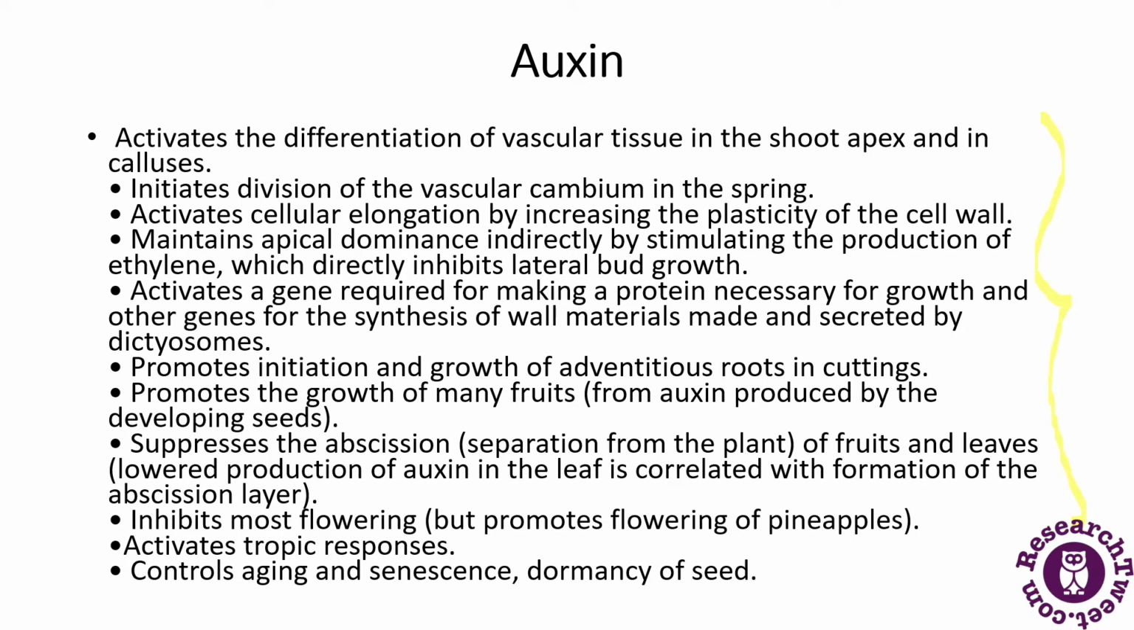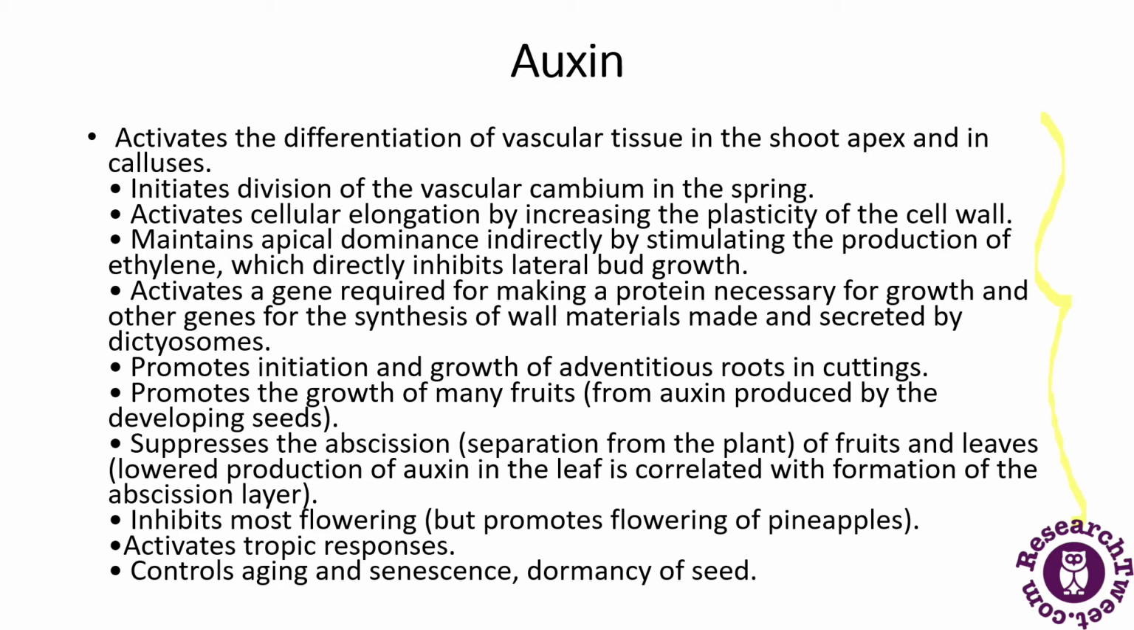Next, they activate the cellular elongation. As I have told, that leads to the increase in the size of the plant, the increase in the length of the plant. So it activates the cellular elongation by increasing the plasticity of the cell wall. Auxin also plays a major role in the maintenance of apical dominance, indirectly by stimulating the production of ethylene. Ethylene is another plant hormone, and it directly inhibits the lateral bud growth. Ethylene directly inhibits the lateral bud growth, and the auxin maintains the apical dominance in the plants.